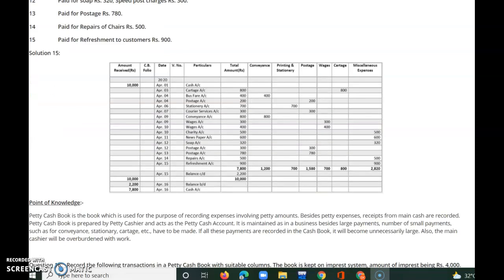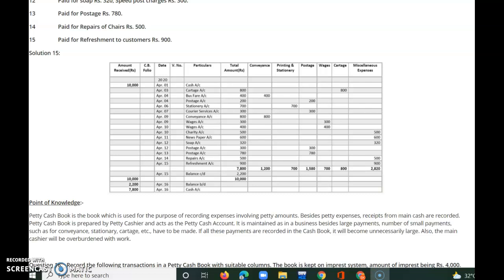Paid for repair of chairs. This may be treated as miscellaneous, 500 in the miscellaneous expenses, and 500 here in the total amount column. Paid for refreshment to customers, 900. 900 here in the total column, 900 here in the miscellaneous expenses column. So this way we have recorded all the expenses under the different heads.